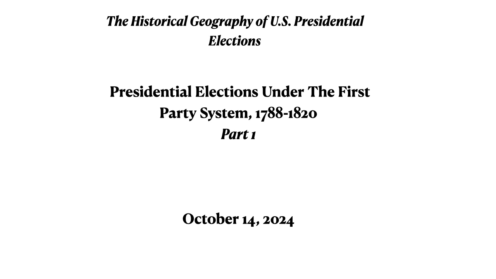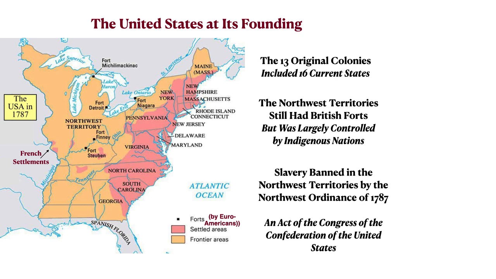Today's lecture is on elections under the first party system, 1788 to 1820. The first party system is often taken to have lasted until 1824, but I'm just going to go up to 1820. Before getting into the information on presidential elections, I want to give a little bit of background material.